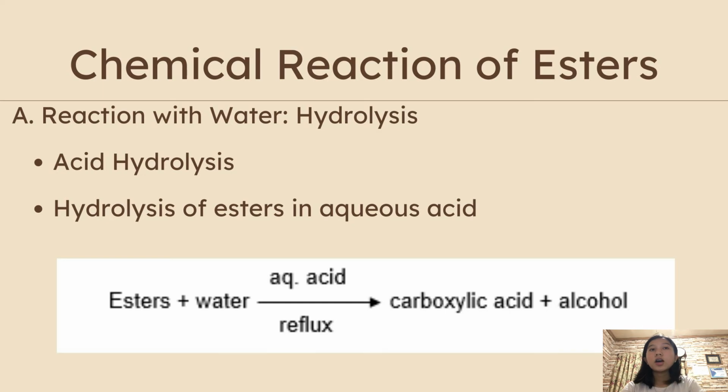We start off with our ester, and we usually do this in the presence of an aqueous acid, so that means there is also water present, and in this case it's the water that's reacting with the ester. We use aqueous acid and it is also done under reflux conditions, and the products that we get are the carboxylic acid and the alcohol.